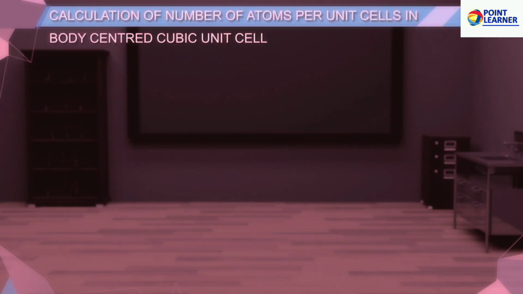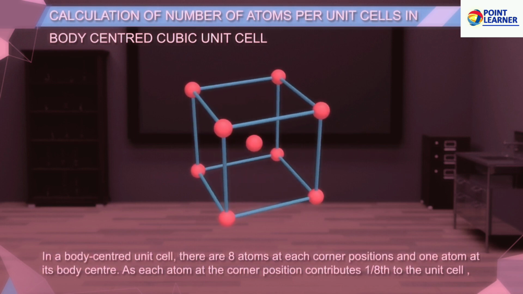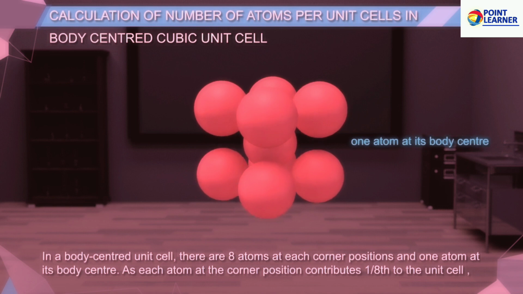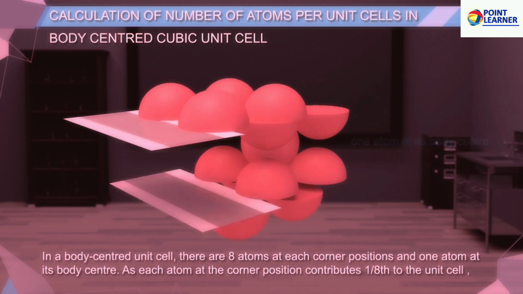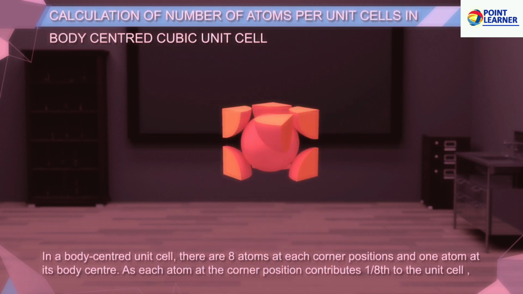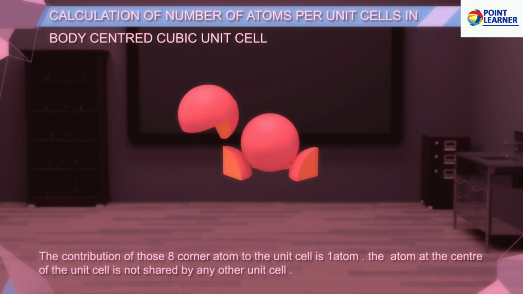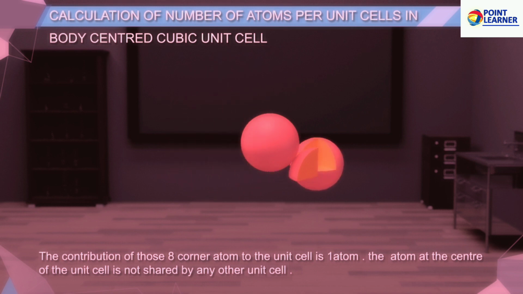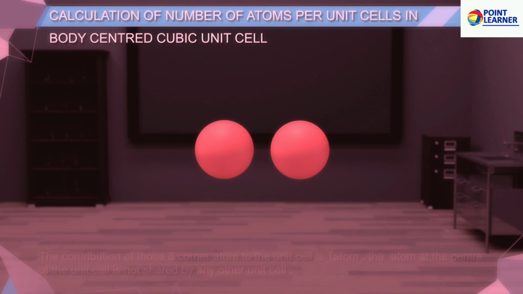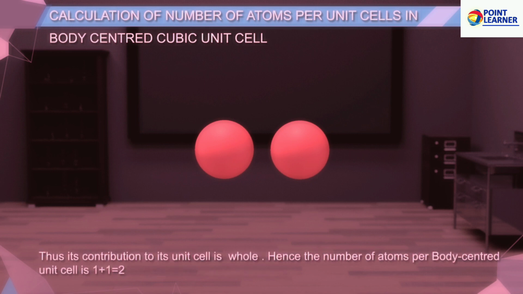Calculation of number of atoms per unit cell in body-centered cubic unit cell. In a body-centered unit cell, there are 8 atoms at the corner positions and 1 atom at its body center. As each atom at the corner position contributes 1/8 to the unit cell, the contribution of those 8 corner atoms to the unit cell is 1 atom. The atom at the center of the unit cell is not shared by any other unit cell. Thus, its contribution to its unit cell is whole.